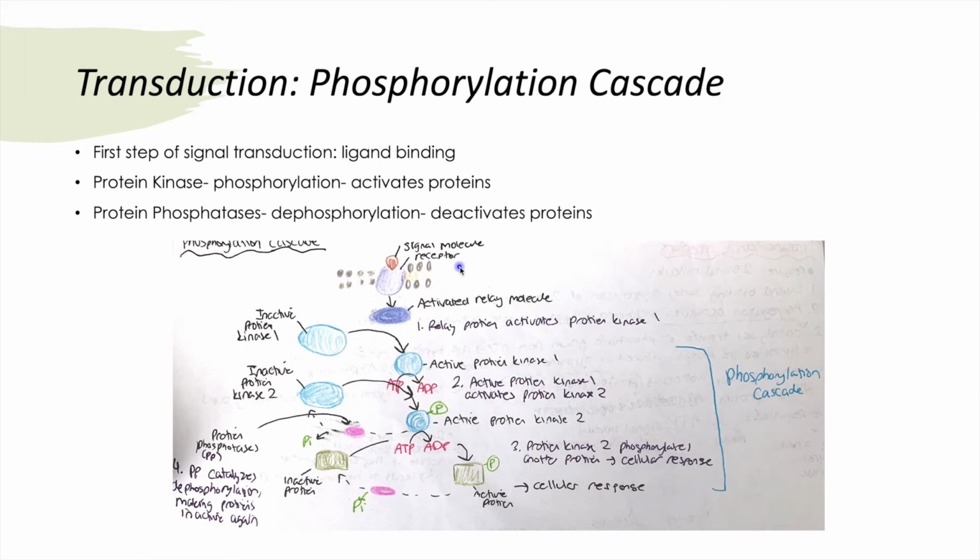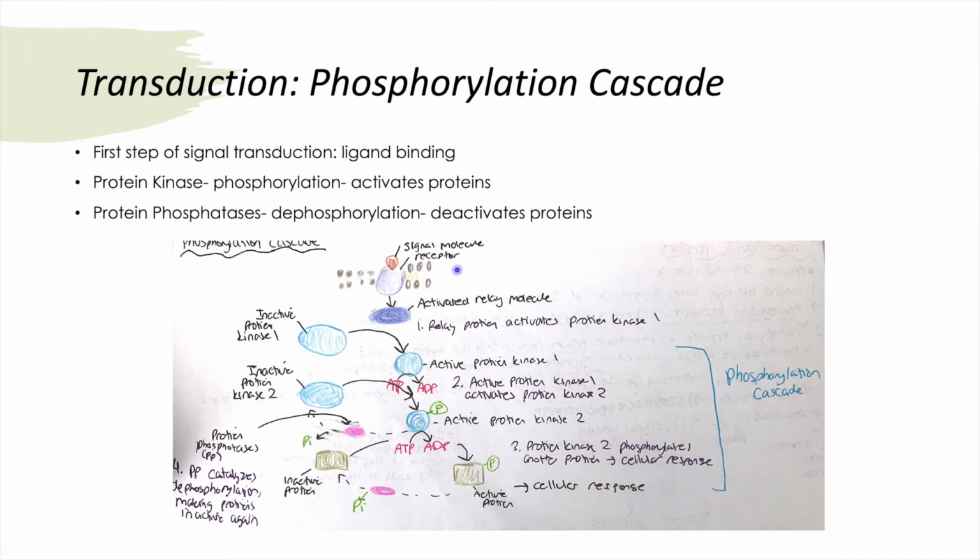Dephosphorylation removes the phosphate from the activated protein, reforming ATP, and this inactivates the protein, which stops the signal transduction pathway. Dephosphorylation is catalyzed by protein phosphatases.